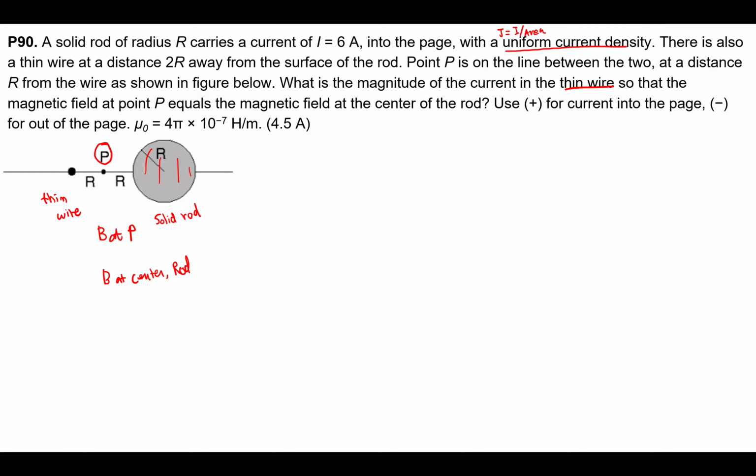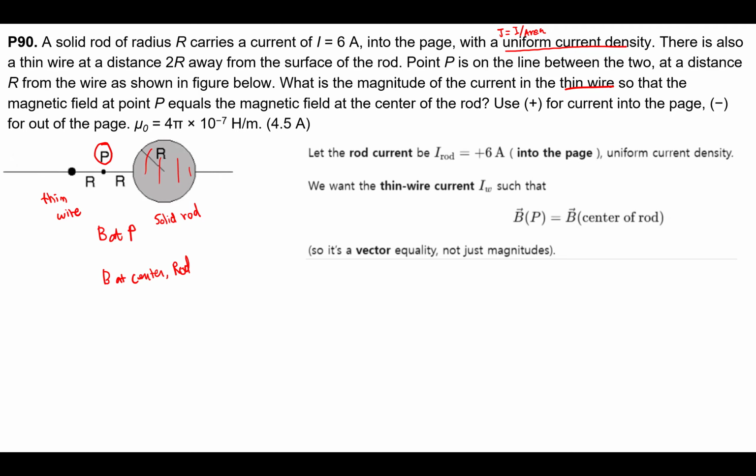So let's try to find out how we can deal with this. Basically, the current sources are given, and we need to find the magnetic field. The rod current is 6 ampere. Let's say this is into the page. So the rod has I of 6 ampere. We want a thin wire current such that the magnetic field at P is the same as at the center of the rod.